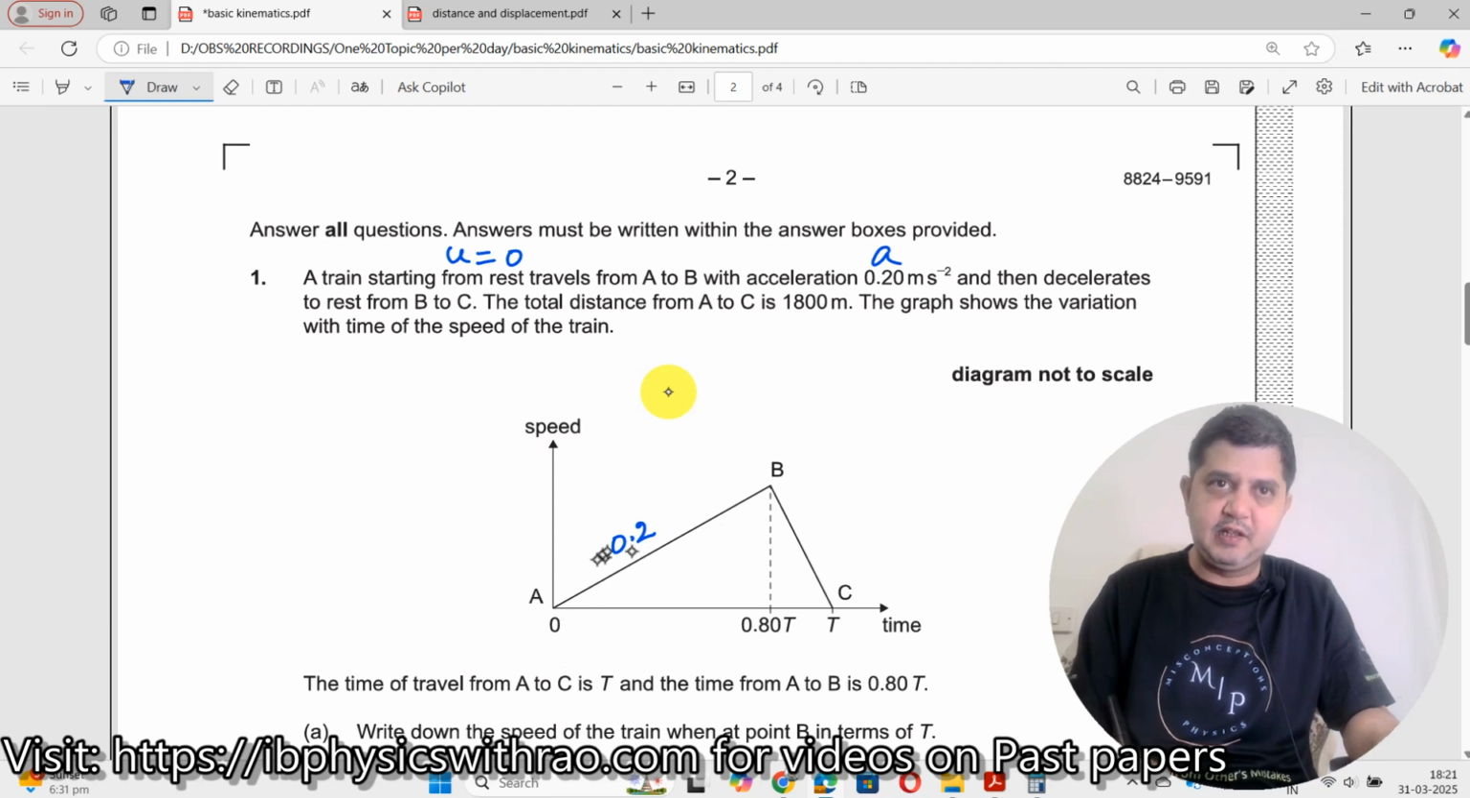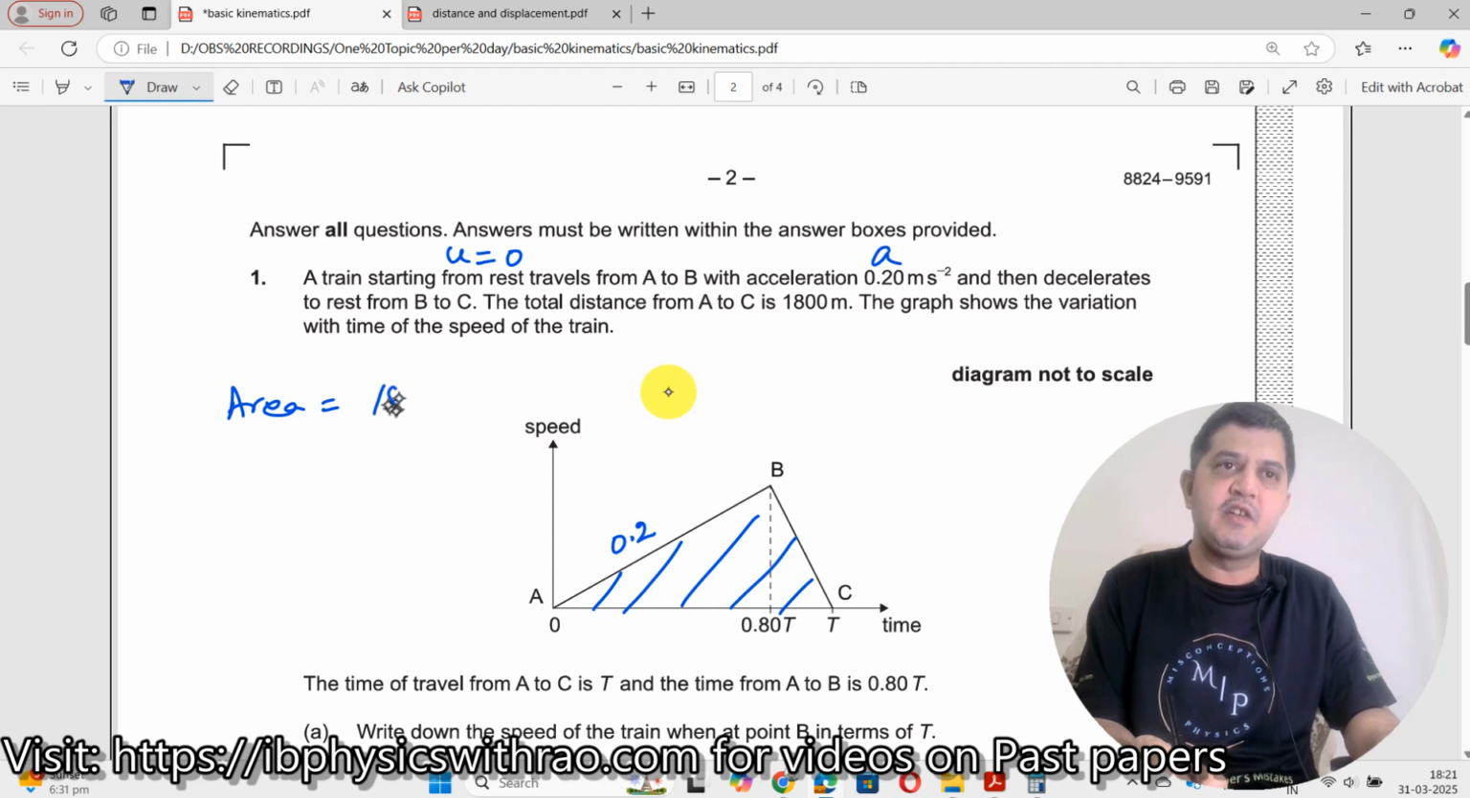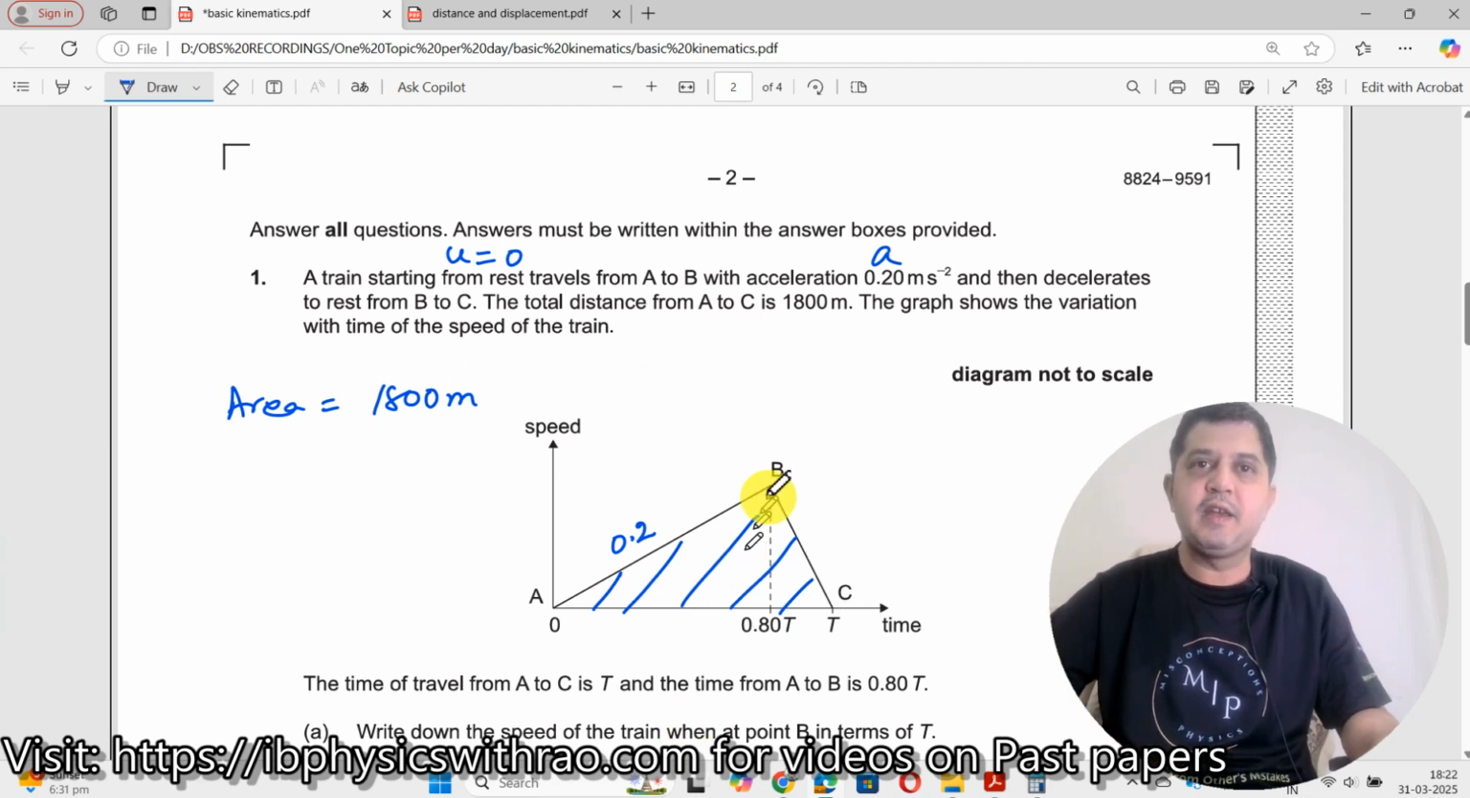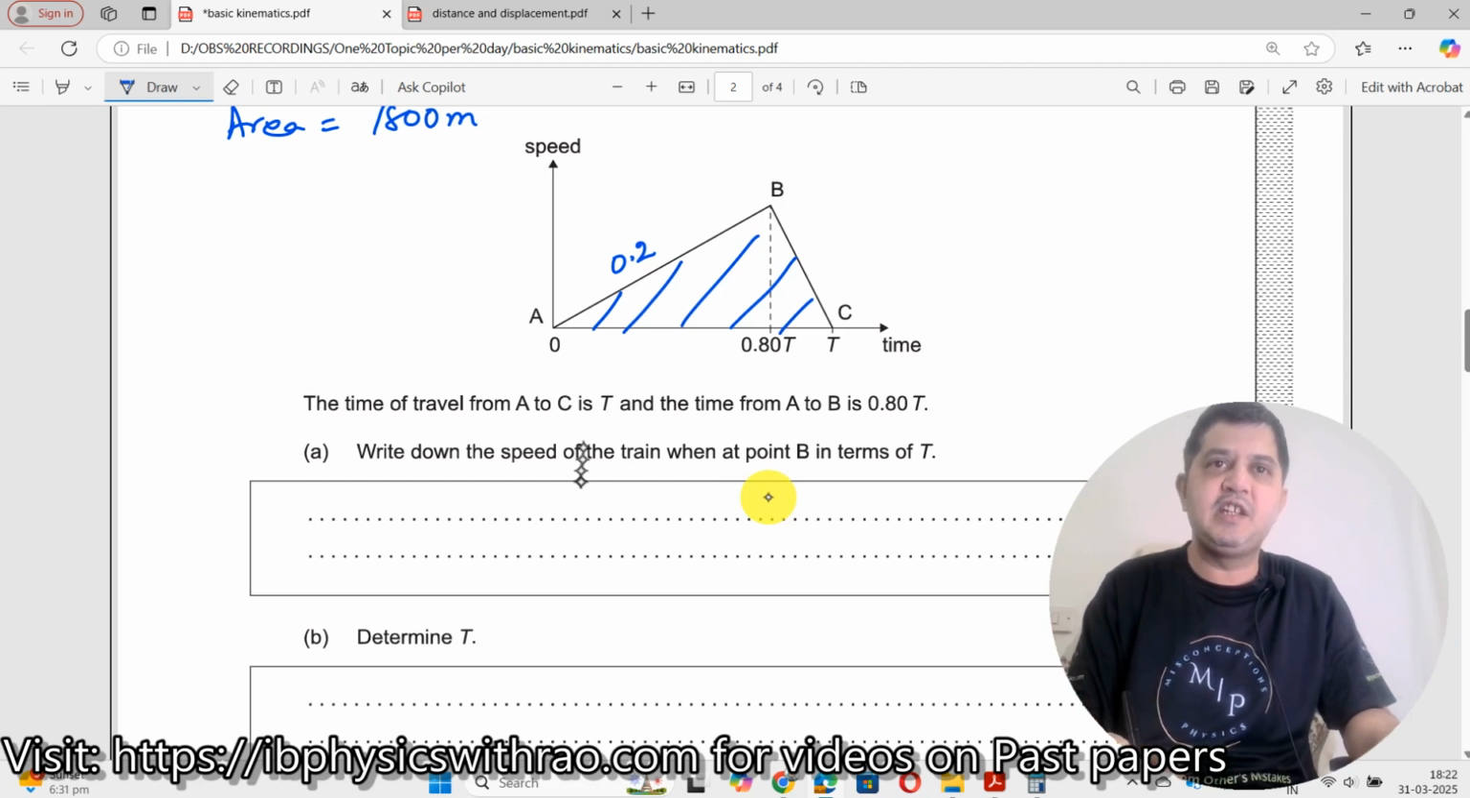So the slope here gives 0.2, and then it decelerates from B to C. The total distance from A to C is 1800 meters, which means the area of the triangle is given as 1800 meters. The graph shows the variation with time of the speed of the train. The time of travel from A to C is t, and from A to B is 0.8t. Write down the speed of the train at point B in terms of t.